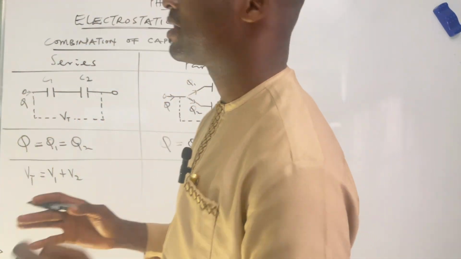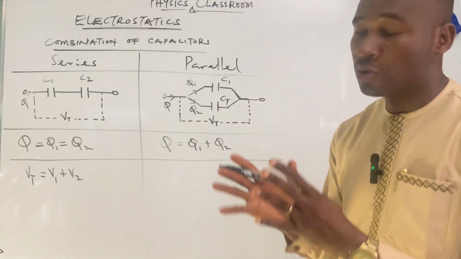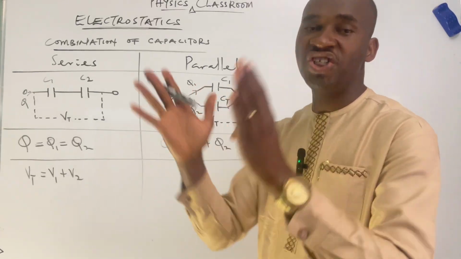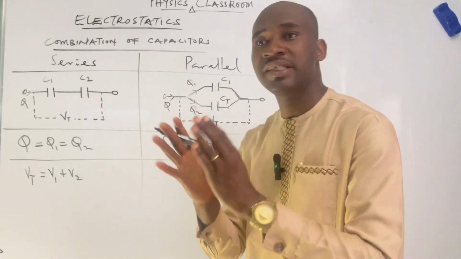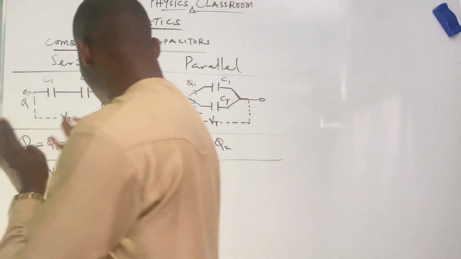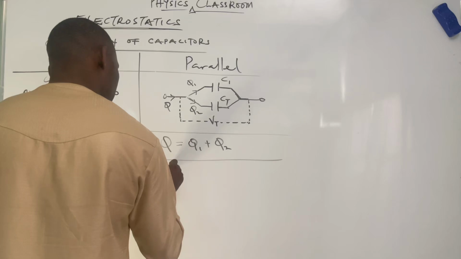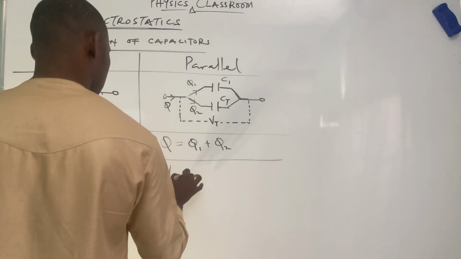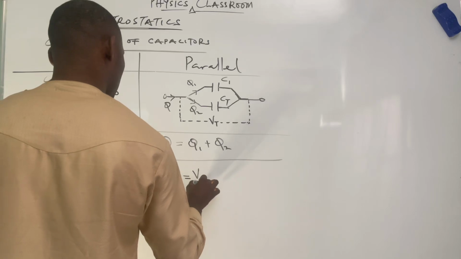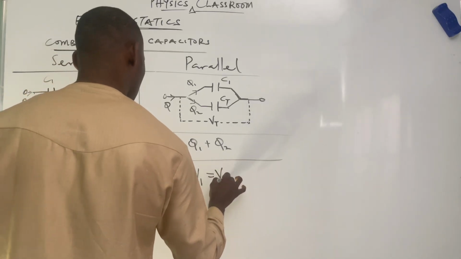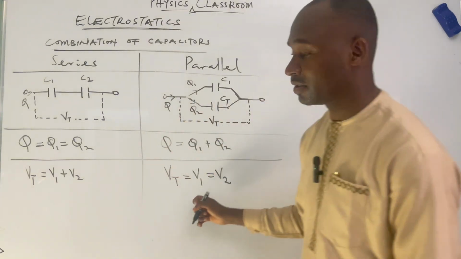But when the capacitors are combined in parallel, we say voltage drop on each capacitor is equal to the applied voltage. Hence, we say VT will be equal to V1 equal to V2. Please take note of this.